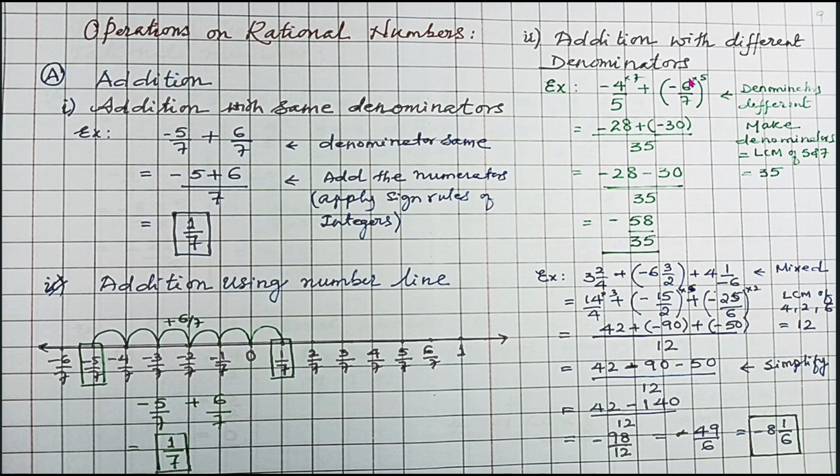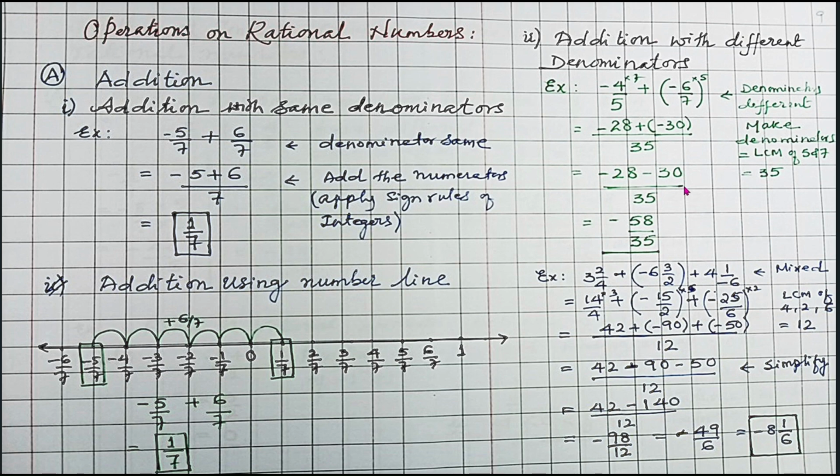Now addition with different denominators. When the denominators are different, here 5 and 7, the first step is to make the denominator the same. Finding the LCM, 7 5s are 35. Find the equivalent rational numbers: 4 into 7 is minus 28, and minus 6 5s are minus 30. So we have the same denominator 35. Add the numerators: minus 28 minus 30 becomes minus 58 by 35. So that is how the addition of rational numbers is done.